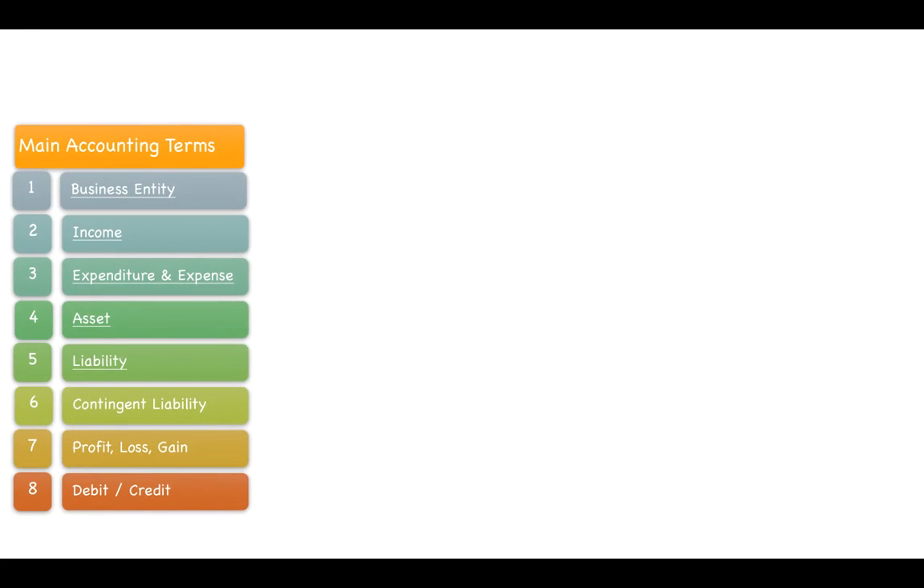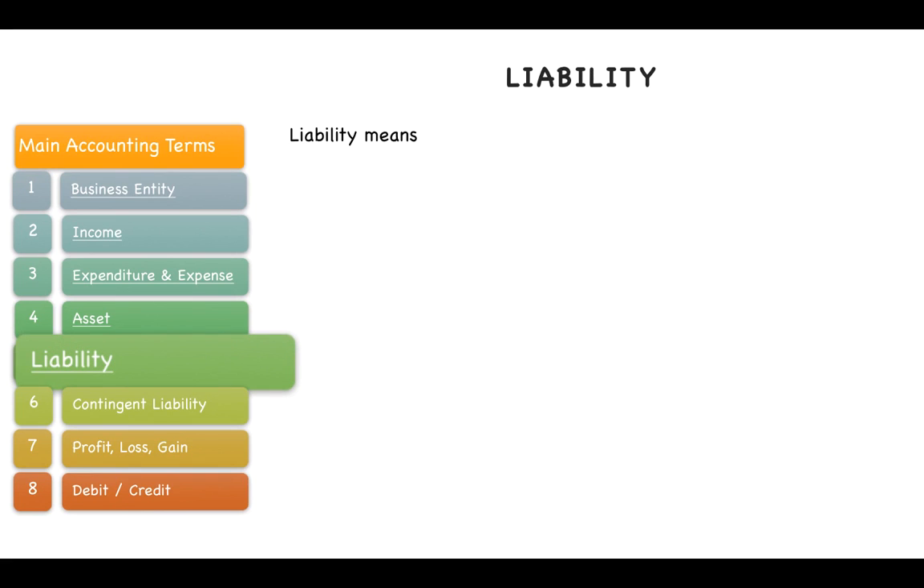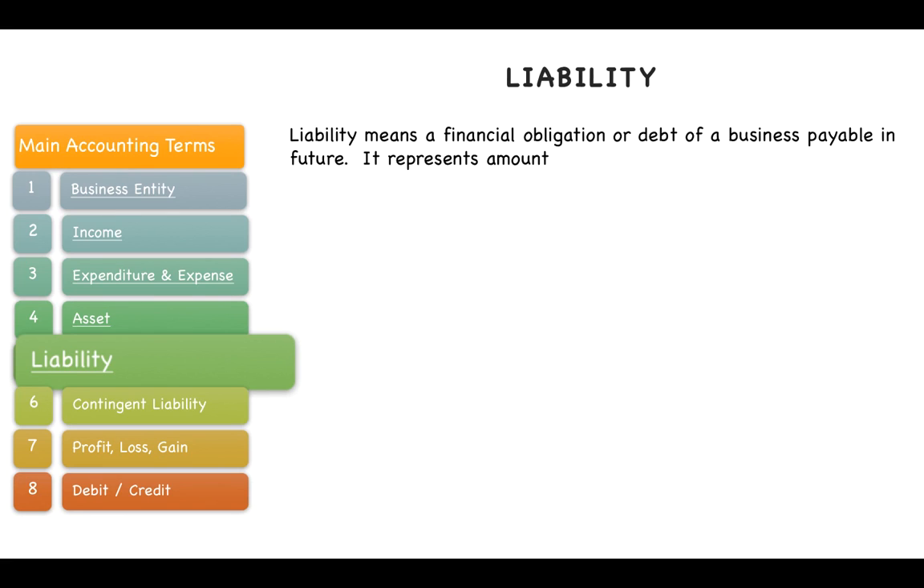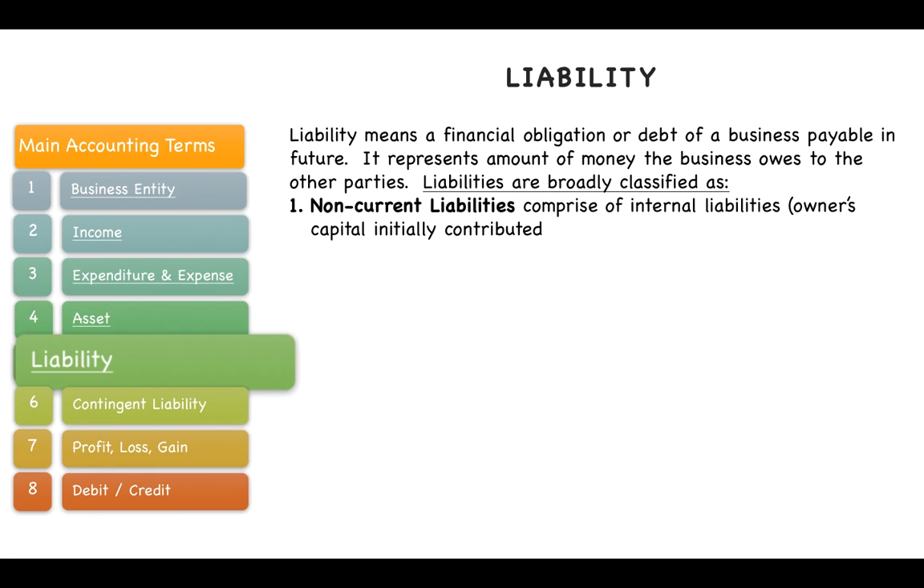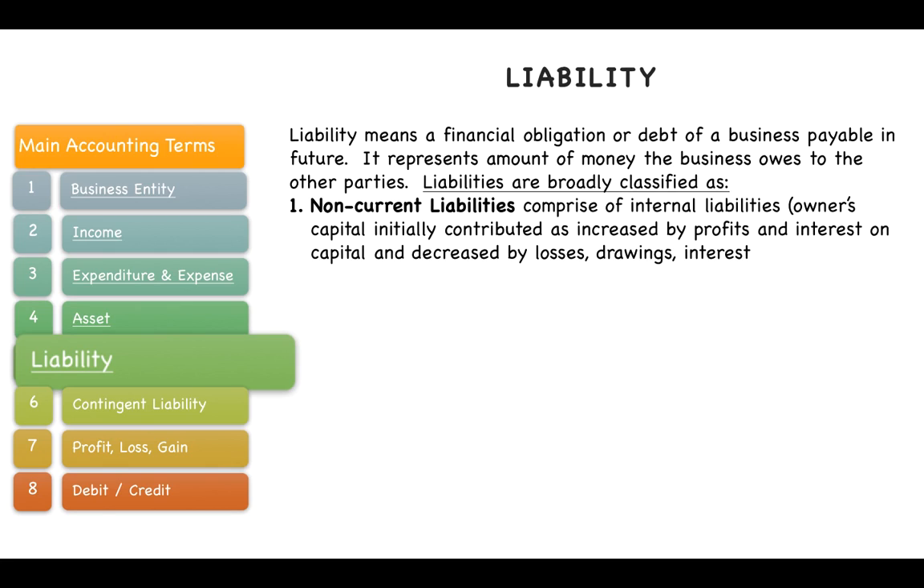The next one is liability. Liability means financial obligation or debt of a business payable in future. It represents amount of money the business owes to the other parties. Liabilities can be broadly classified as, again, non-current liabilities, which comprise of internal liabilities, that is to the owners, which is a capital initially contributed by them, as increased by profits and interest on capital, and decreased by losses on drawings by the owners and interest on drawings.